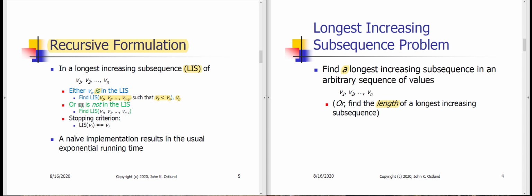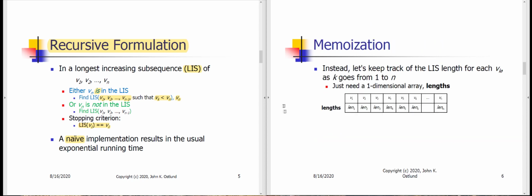Now, on the other hand, if the final value is not in the longest increasing subsequence, then we simply have the problem of finding the longest increasing subsequence in all of the prior values without any constraint. And we do have a stopping condition, because if the sequence only has a single value in it, then necessarily that is the longest increasing subsequence, that one item, that one value all by itself. All right, so the naive approach to this, unfortunately, blows up in exponential time, as we're more or less used to.